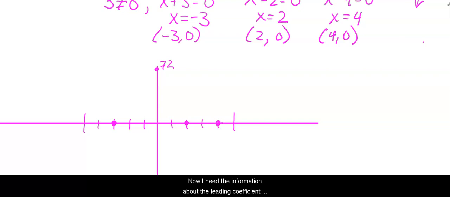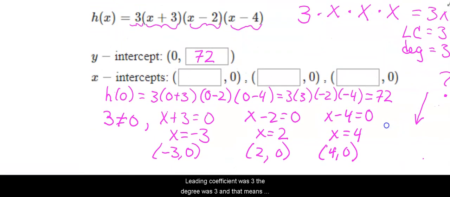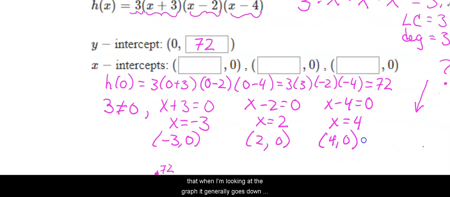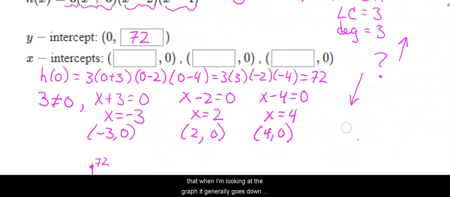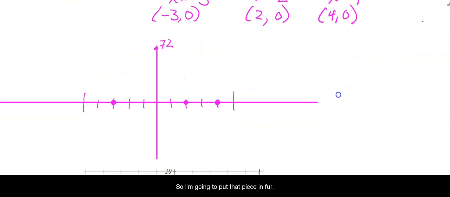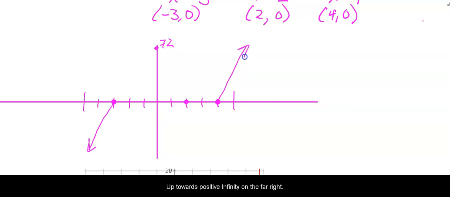Now I need the information about the leading coefficient and the degree. The leading coefficient was 3, the degree was 3, and that means that when I'm looking at the graph, it generally goes down towards negative infinity on the far left and up towards positive infinity on the far right. So I'm going to put that piece in first. Down towards negative infinity on the far left, up towards positive infinity on the far right.